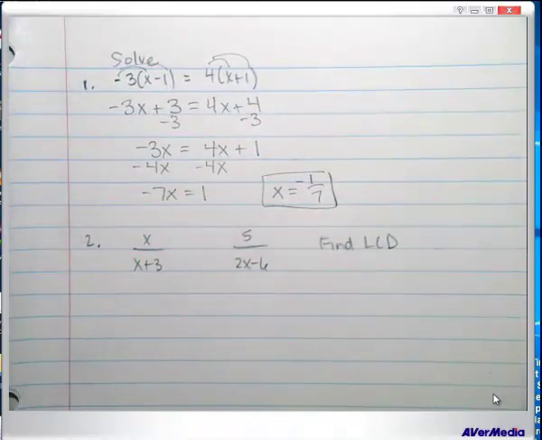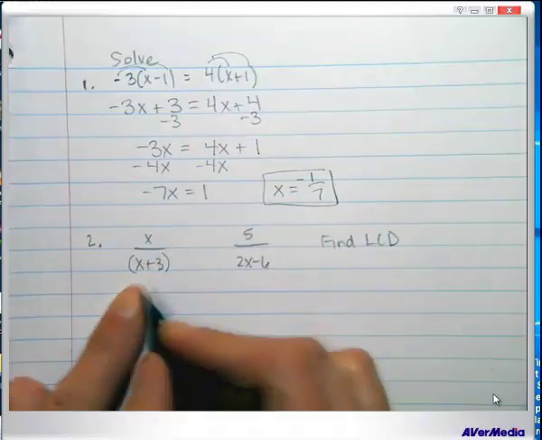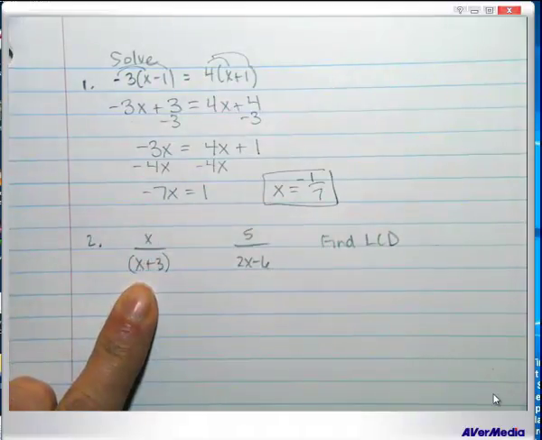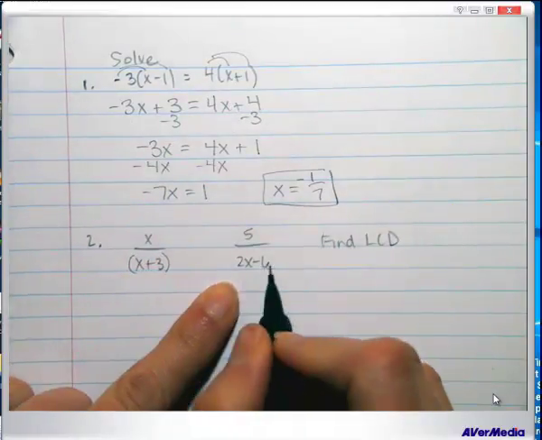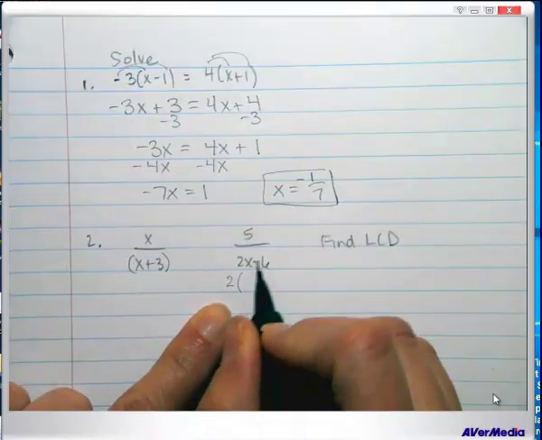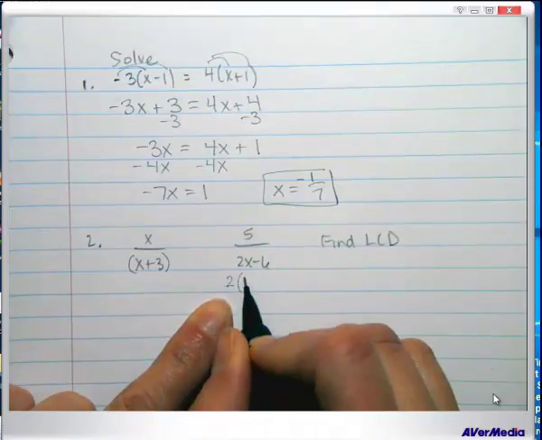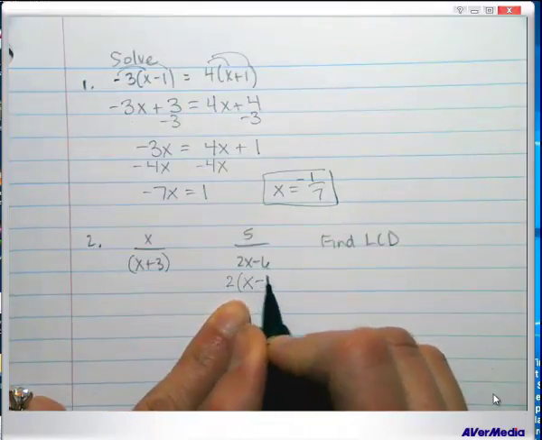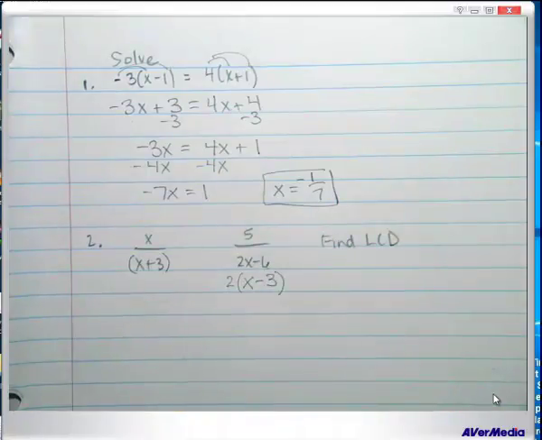The next one said, out of these two expressions, find the least common denominator. So you have to think back to, if I wanted to add these expressions together, what would I do? I would first factor the denominator to see what factors they're made of. So the first one is just x plus 3. I can't factor that at all. But 2x minus 6, I can factor out a greatest common factor of 2, leaving me with x minus 3.